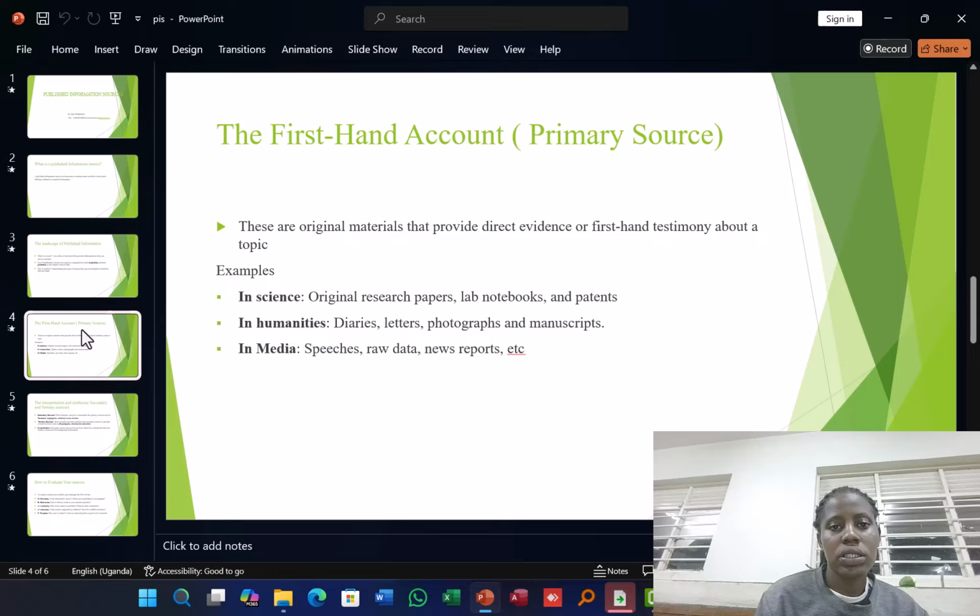So we're going to look at the first-hand accounts, primary sources. These are original materials that provide direct evidence or first-hand testimony about a topic. For example, in science, original research papers, lab notebooks, and patents. In humanities, diaries, letters, photographs, and manuscripts. In media, we have speeches, raw data, news reports. Raw data is data that is not processed. These are still raw facts.